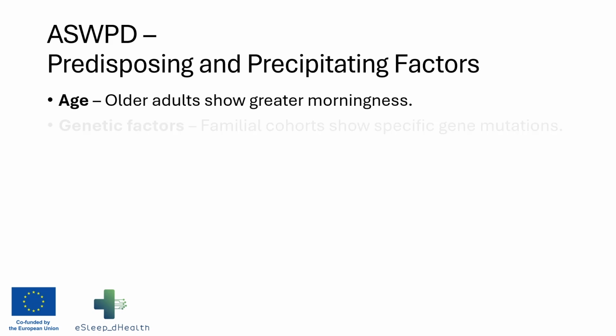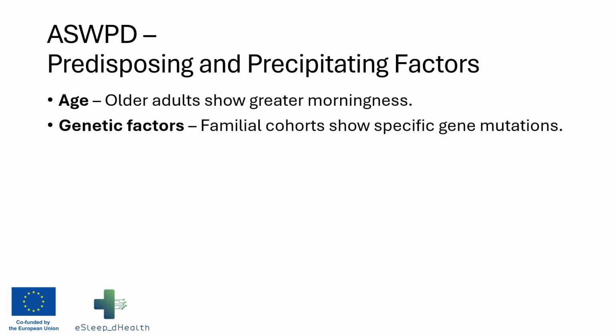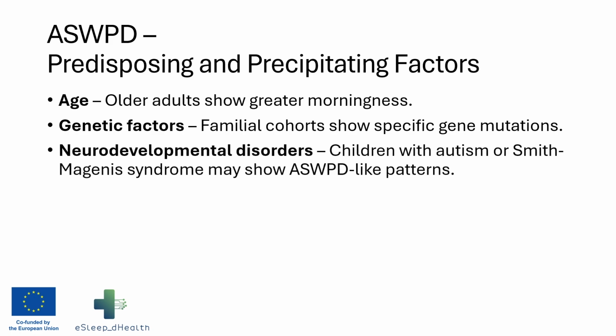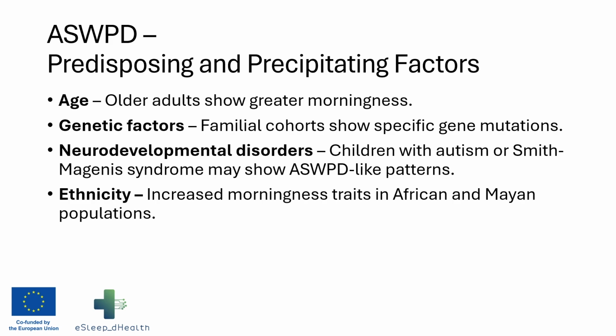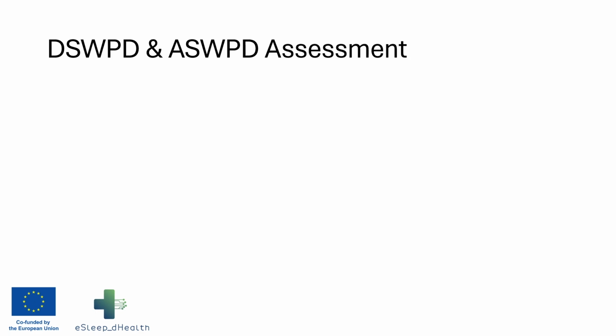In terms of predisposing and precipitating factors, typically this occurs more in older adults who tend to show greater morningness. There are also genetic factors that may come into play. There are familial cohorts who show specific gene mutations. Also, children with specific neurodevelopmental disorders may exhibit advanced sleep-wake phase disorder, such as children with autism or Smith-Magenis syndrome. Also, certain populations may have a tendency towards increased morningness traits, such as in African and certain Mayan populations.